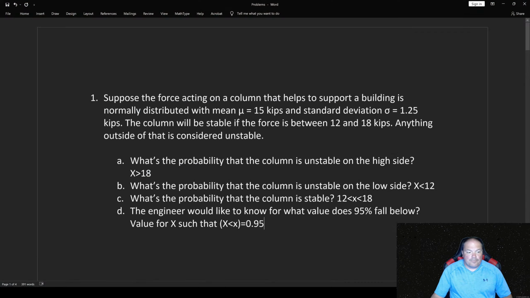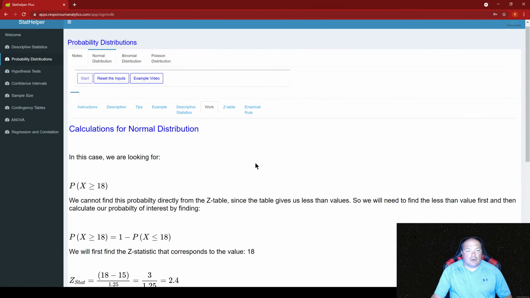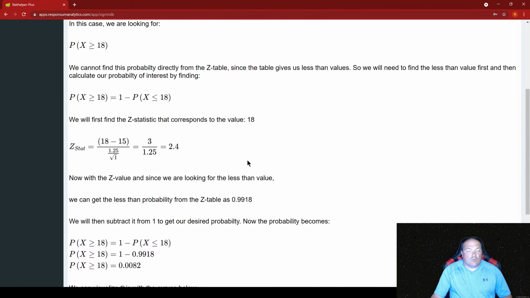Again, because we want to know unstable on the high side, and it's unstable if it's outside of the 12 to 18 range. So we've got probability because that's what we want for our outcome, and now we have 18. So let's click run. Now what you're going to see here is we're looking for the probability that x is greater than or equal to 18.